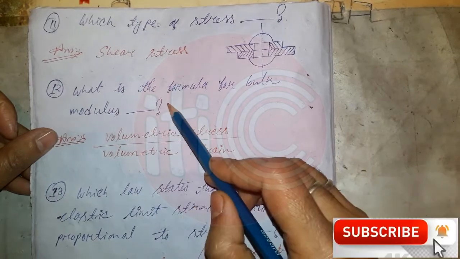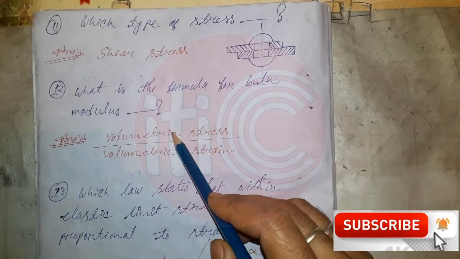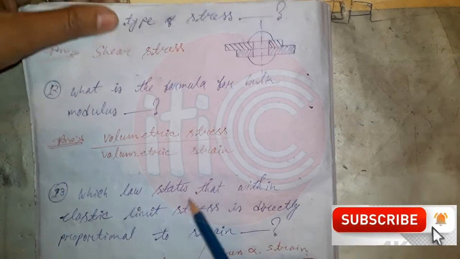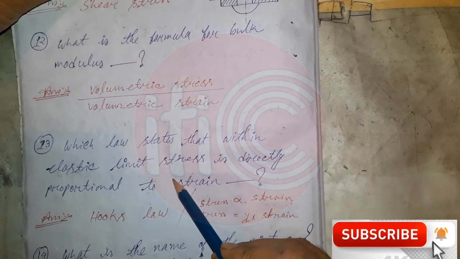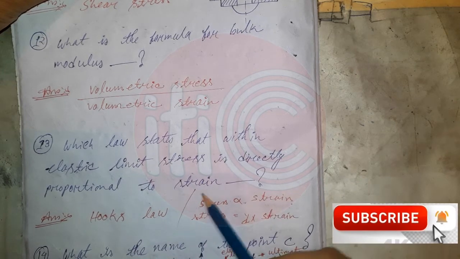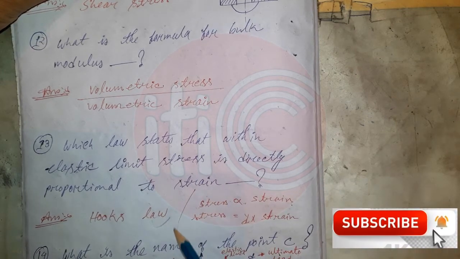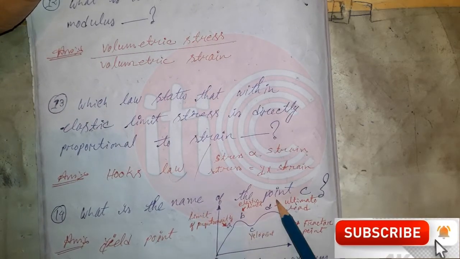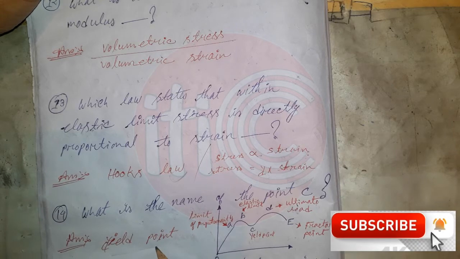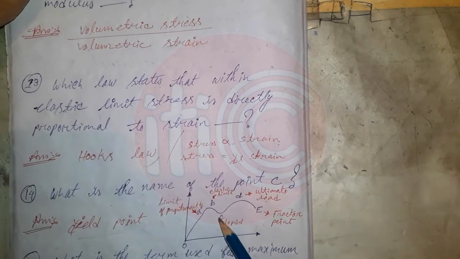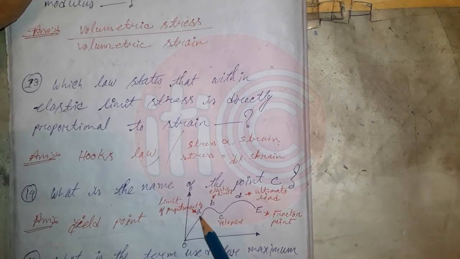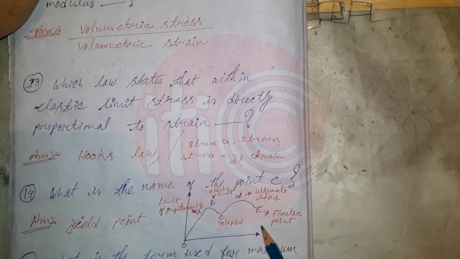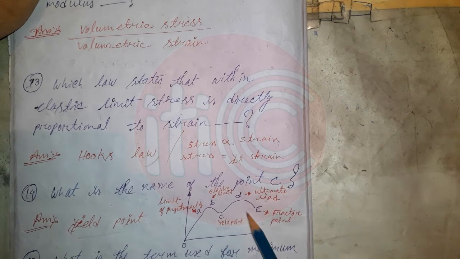What is the formula for bulk modulus? Volumetric stress by volumetric strain. Which law states that within elastic limit, stress is directly proportional to strain? Hooke's law. What is the name of the point? Yield point. Limit of proportionality, elastic limit, ultimate load, fracture point, yield point.